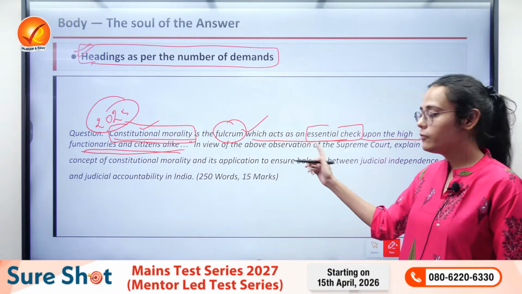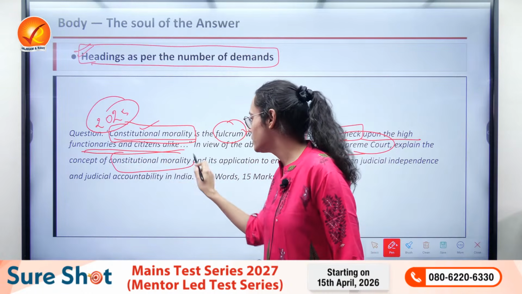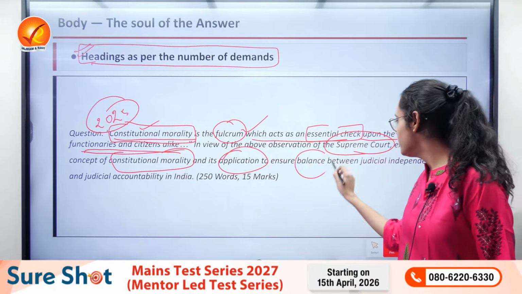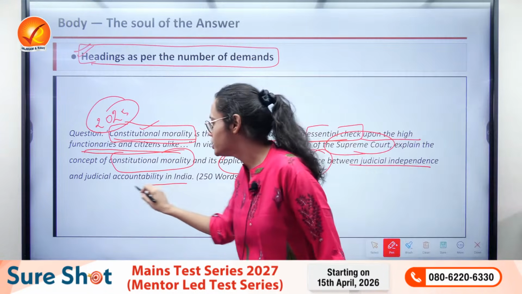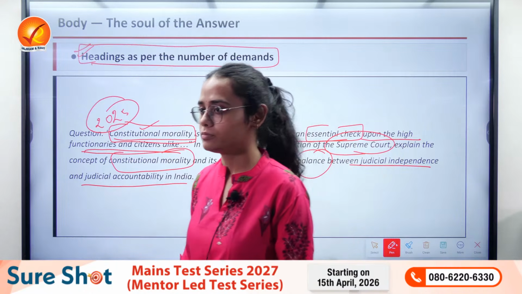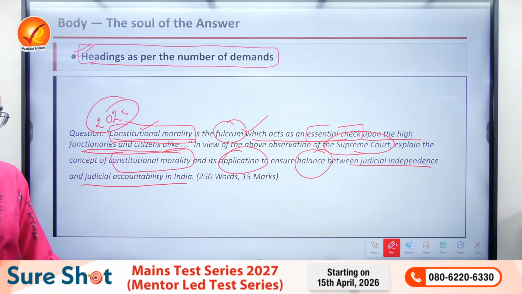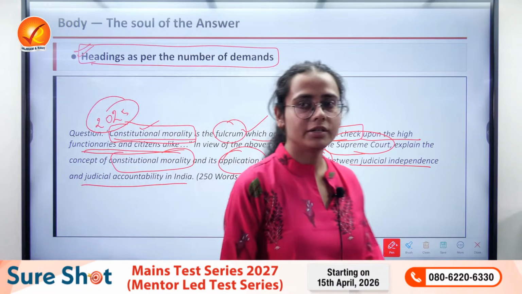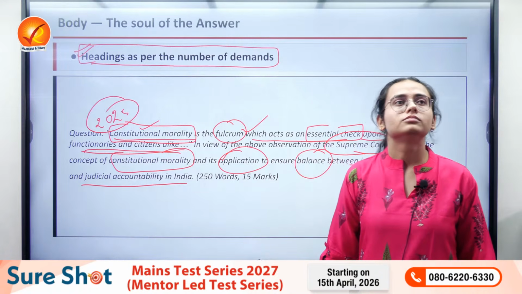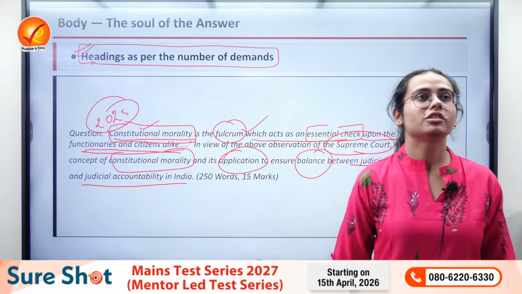In view of the above observation of the Supreme Court, explain the concept of constitutional morality and its application to ensure balance between judicial independence and judicial accountability. Now tell me how many parts are there in this question. Online students, please participate. Just tell me the parts in the body. How many headings will go? 3. Okay. Tell me the names of the headings as well.